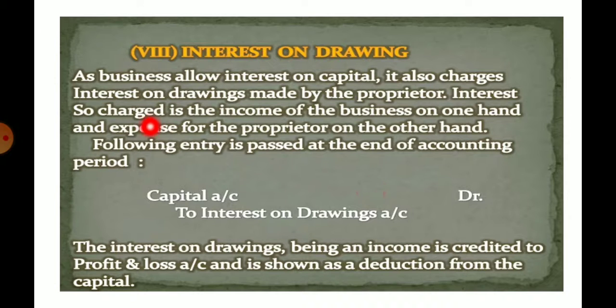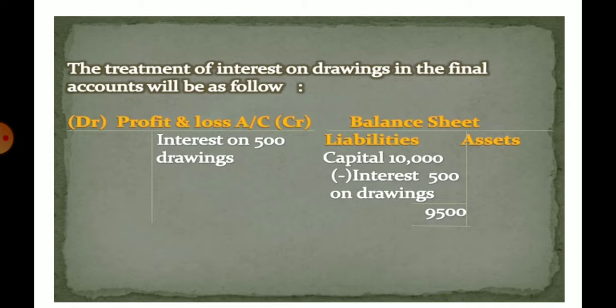Interest on drawings. As the business allows interest on capital, it also charges interest on drawings made by the proprietor. Interest so charged is income for the business on one hand and expense for the proprietor on the other hand. The following entry will be passed: capital account to interest on drawings. Interest on drawings being an income is to be credited to the profit and loss account and shown as a deduction from the capital. Okay.